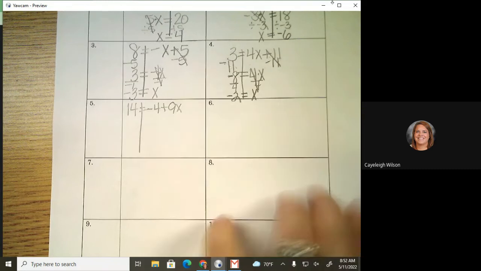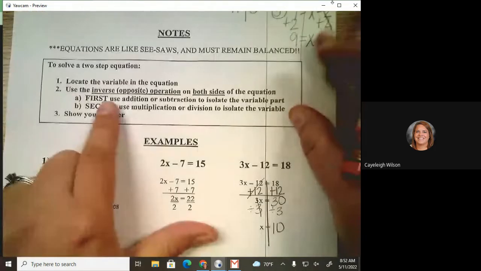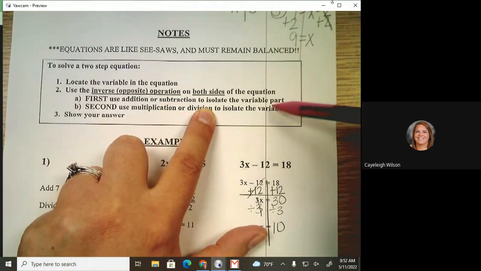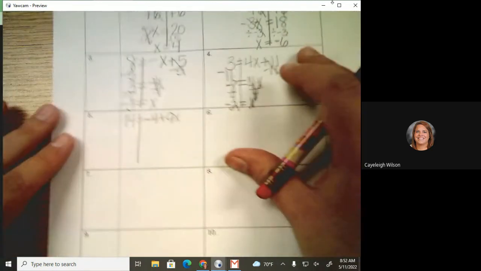But if you look at your steps, and I'll flip my paper over, you would use addition or subtraction to isolate the variable part. So I'm trying to get that variable part by itself first. So I'm trying to get this 9x by itself first.